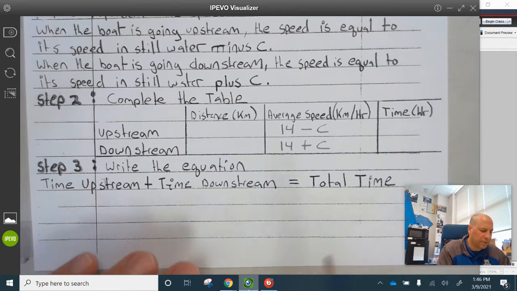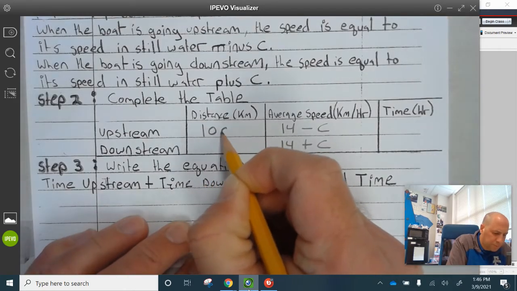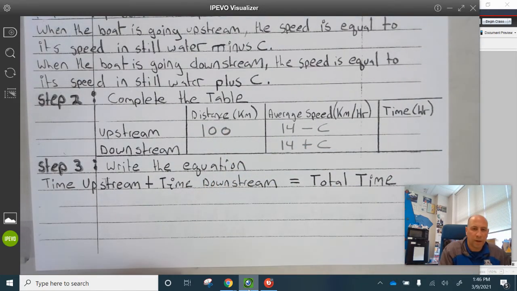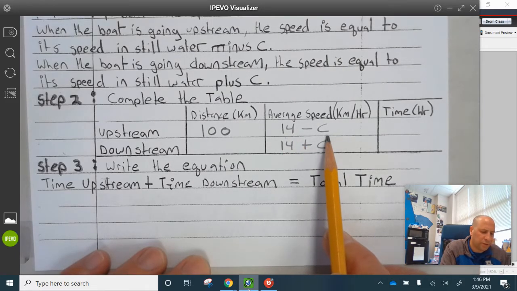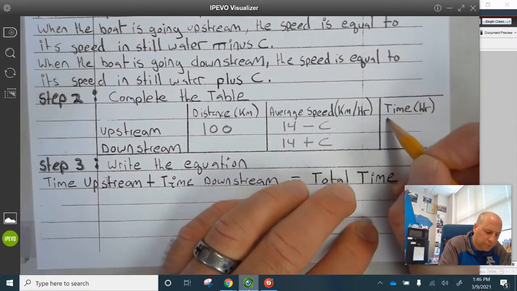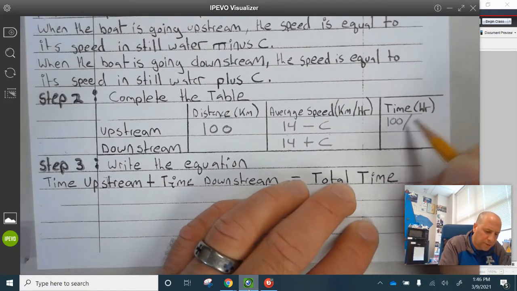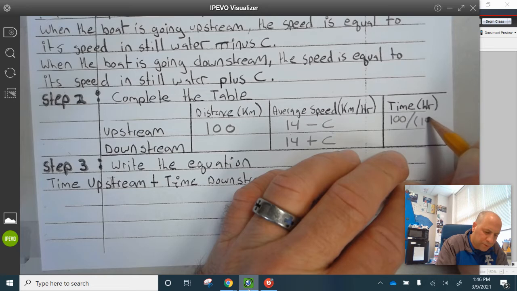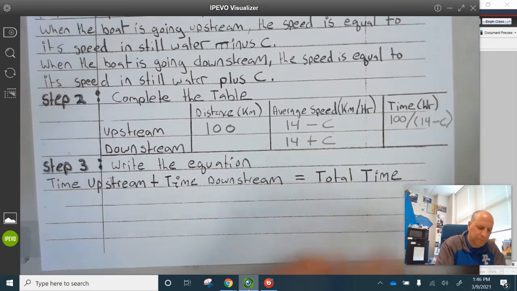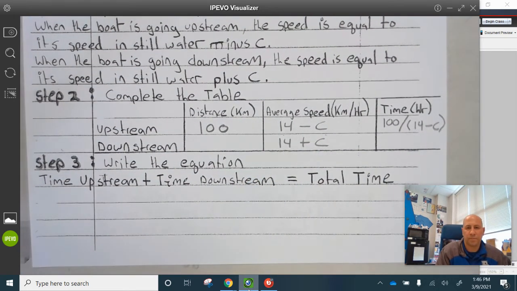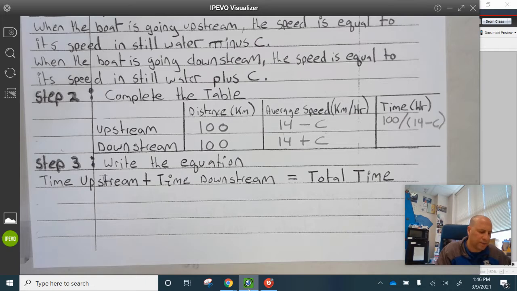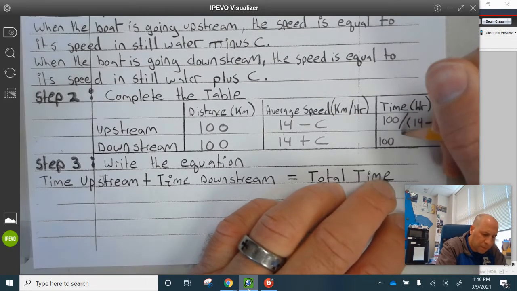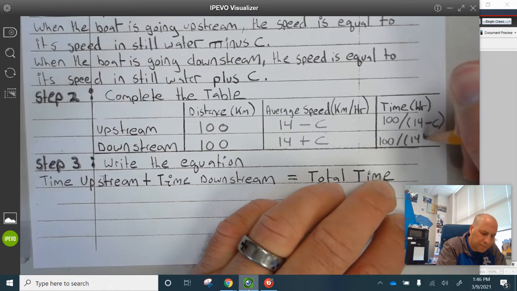So the distance upstream is 100 kilometers, and the speed is 14 minus the current. So the time is 100 divided by 14 minus C. Now, downstream, it's 100 kilometers, and the time is 100 divided by 14 plus C.